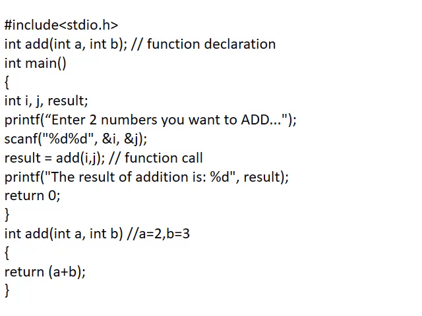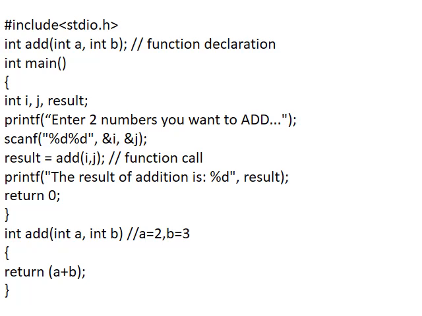Now we will see one example program. Here we have written a function which would add two numbers and send the result to the calling function. #include <stdio.h> is again the standard input output header file. Then we first have to declare the functions which are used in the program.